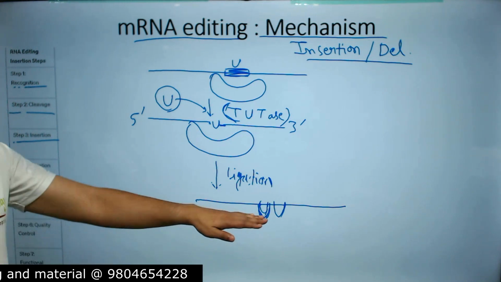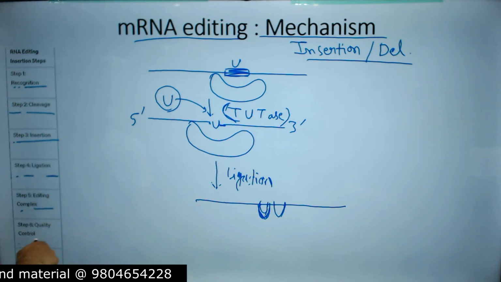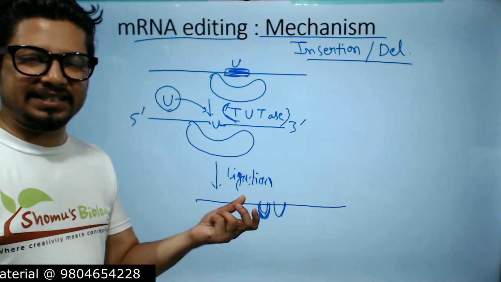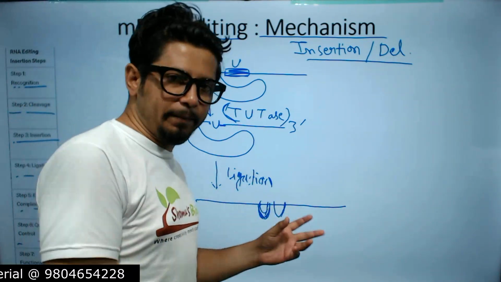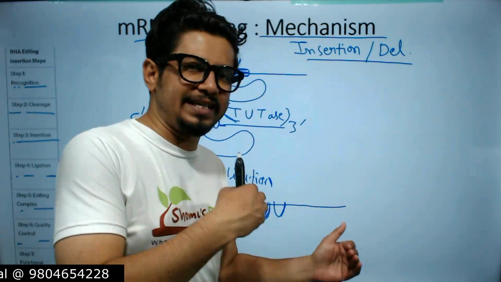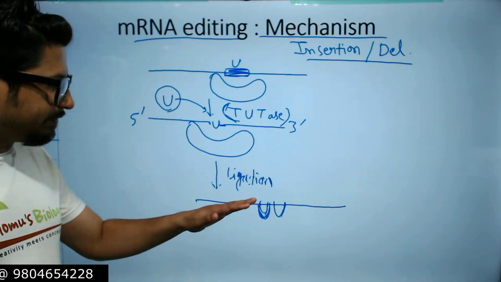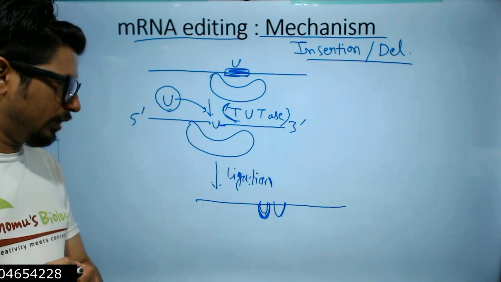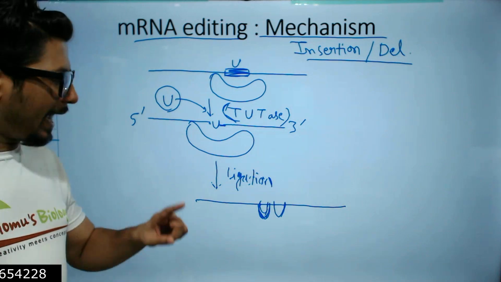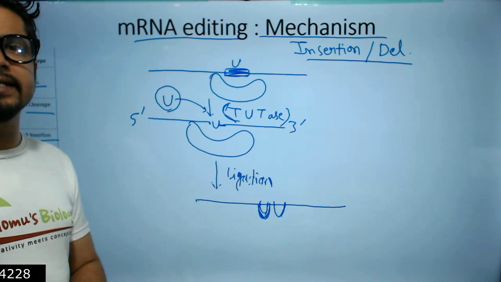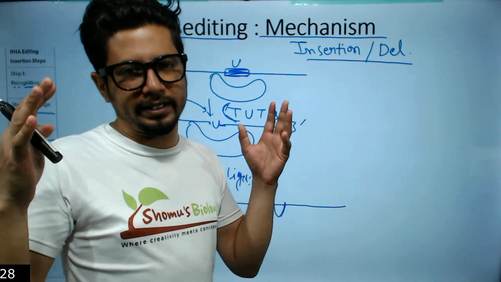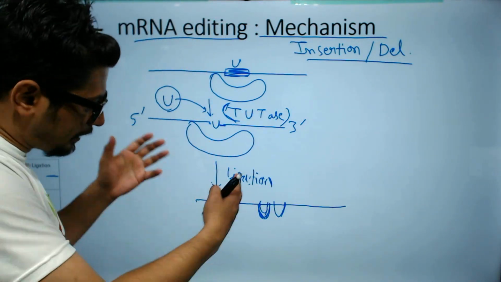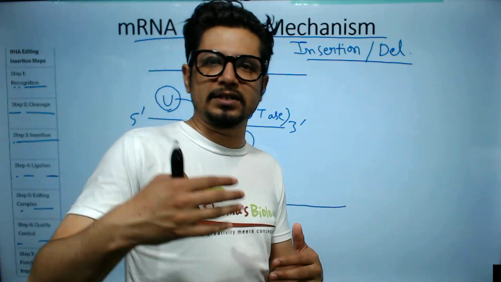After this editing process is done, it's very important to have a quality control, a quality check, whether this edited form of the mRNA is stable enough, whether it is good enough to be translated into proteins or not. If there is any damage to this mRNA, if the RNA editing process does not continue in the proper manner and has any fault in the mRNA, then the mRNA will not be allowed to be translated into proteins. So that's why we have a quality control step.